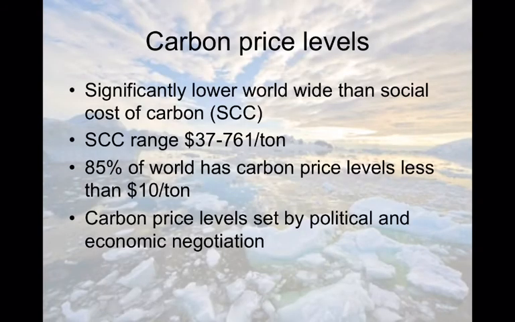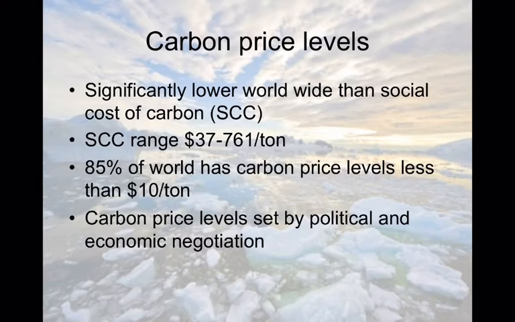So now that we have a market price for carbon, we should compare it to the social cost of carbon. And it's lower. It's actually a lot lower. Remember we looked at that graph before where the social cost of carbon was anywhere from $37 to $761 per ton. Most of the world, 85% of the world, has carbon price levels less than $10 a ton. And this is because the carbon price is set by political and economic negotiation mostly. And we're getting out of my subject area and my comfort level, but to be perfectly honest, you know there are these things called political lobbyists, and different industries have lobbyists who work on their behalf and try to make their point that setting these carbon price levels will hurt industry. And they've been successful for that.